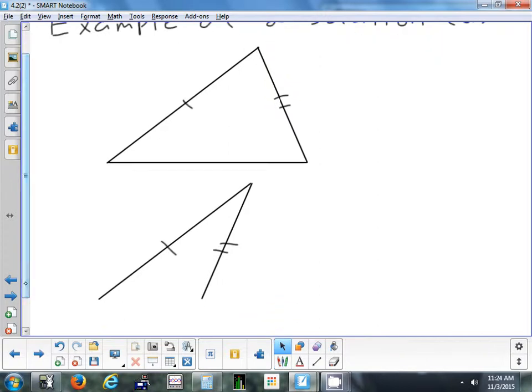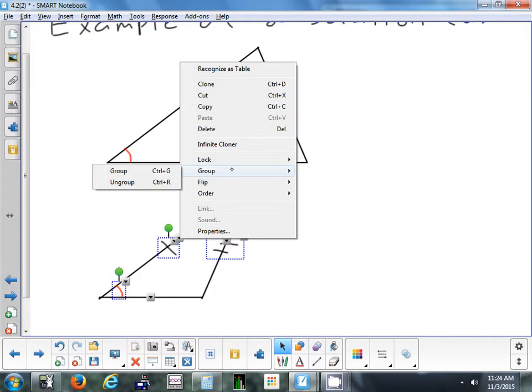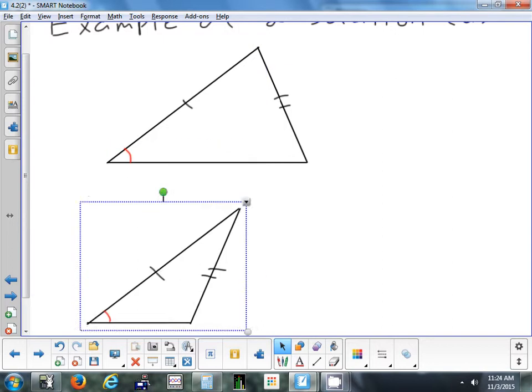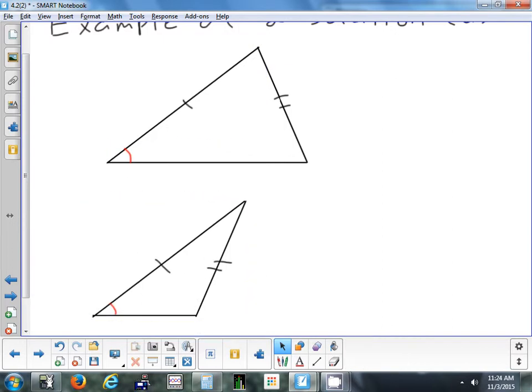Now the last thing I'm going to do is an angle. Okay. I'm going to just draw this horizontal. So then this angle and that angle are exactly the same. Yeah, I can line them up and show you. Those 2 angles are exactly the same. So there's an example of 2 triangles.